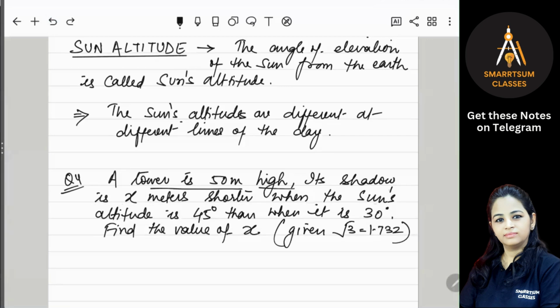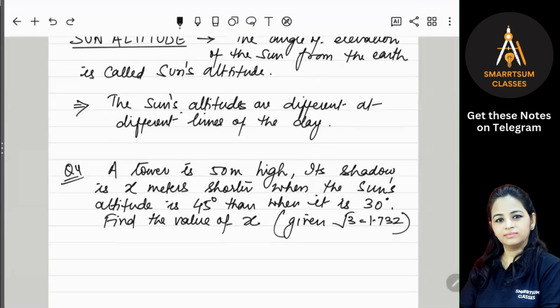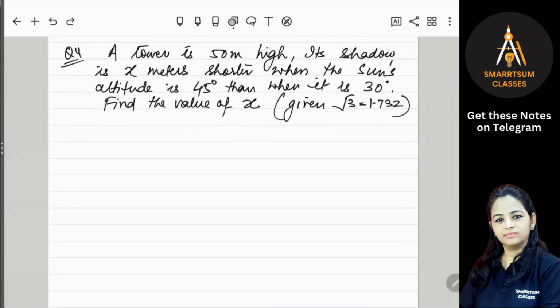So first understand what the question is about. What is given? There is a tower and the height of the tower is 50 meters. And these are the two shadows, you can say, when the altitude of the sun is 45 degrees and 30 degrees. Is that clear? So first we will draw the diagram according to this.